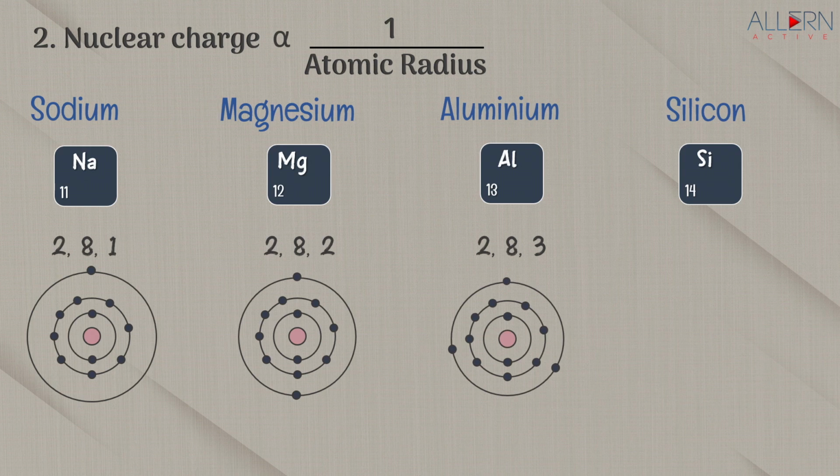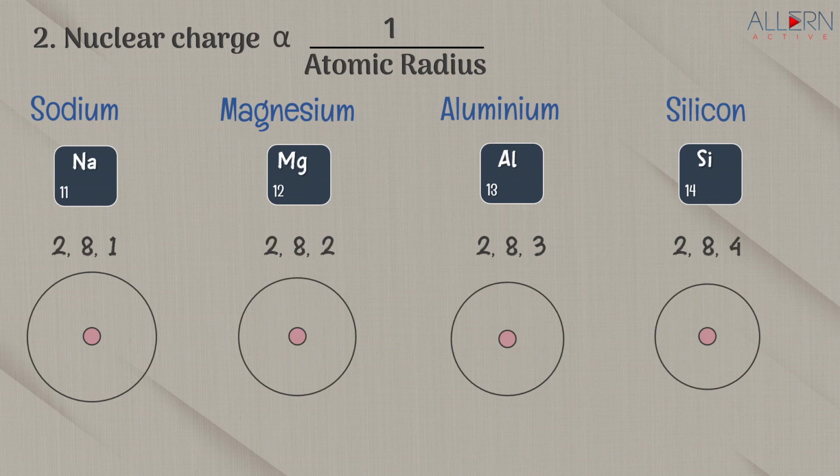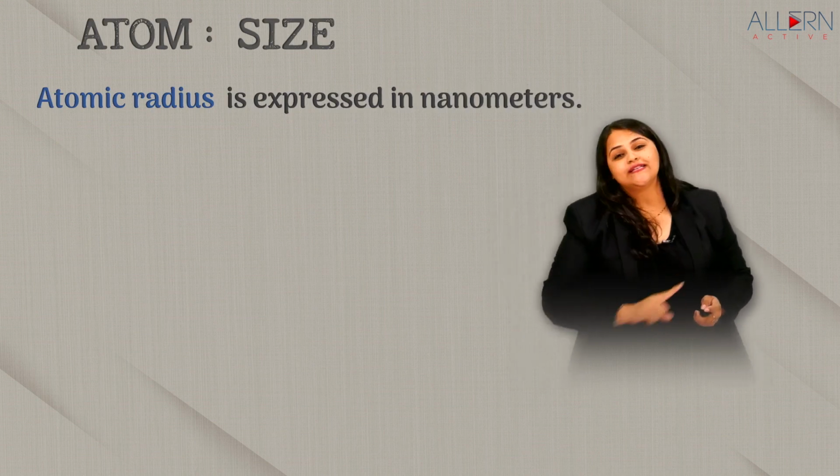Let's look at this with the last example, that is of silicon. 2, 8, 4. So what do you think will happen? Yes, 4 electrons in the outer shell, and the atomic radius will shrink more. So that's why when the nuclear charge increases, the atomic radius will reduce. And when you spoke about the number of shells, the moment they increase, the atomic radius increases. Understood, my dear child? So let's go ahead with another concept, and that is the atomic size and its units.